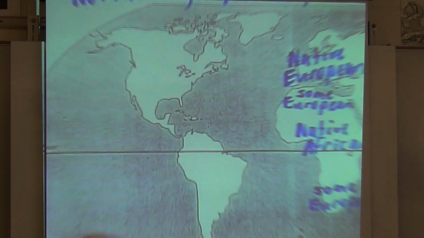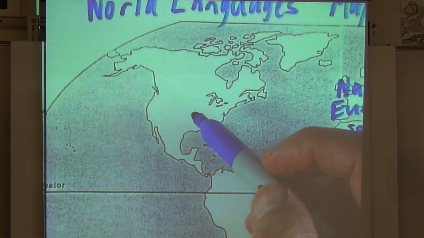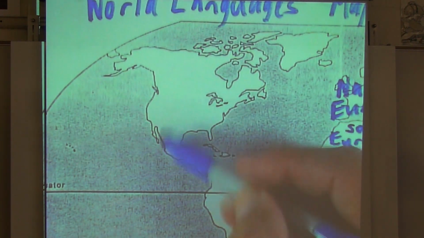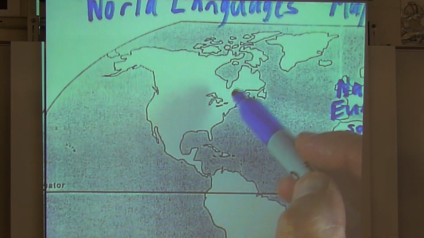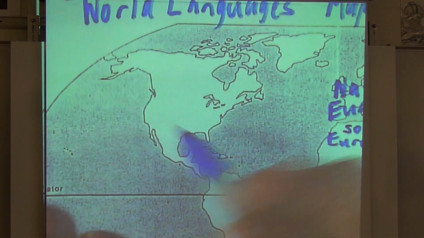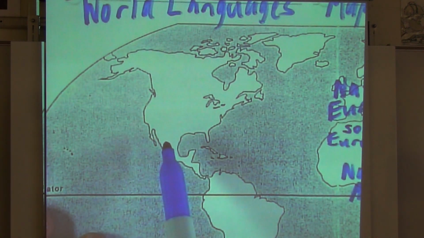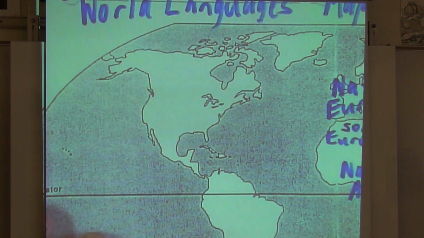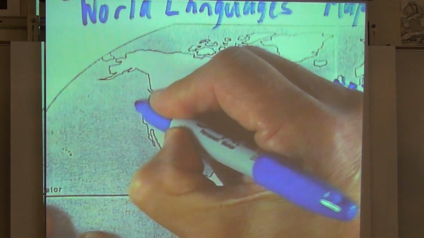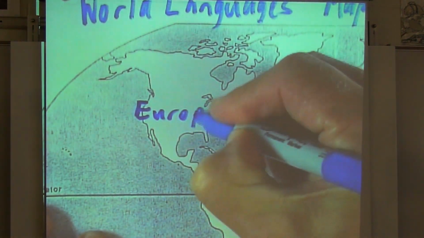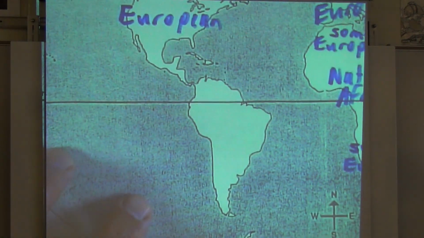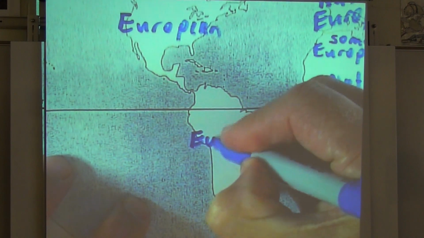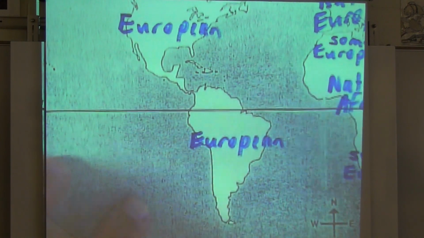I would say North America is really dominated by 3 languages. Certainly English in most of the United States and Canada, Spanish in Mexico, and then there's an area here in Canada, we call them French Canadians, French Quebec. But my point is, England, Spain, and France, where are those countries? They're in Europe, so we have European. Okay, what are the 2 main languages of South America? Well, they're Spanish and Portuguese. Spain and Portugal are in Europe. European, so we put that here.